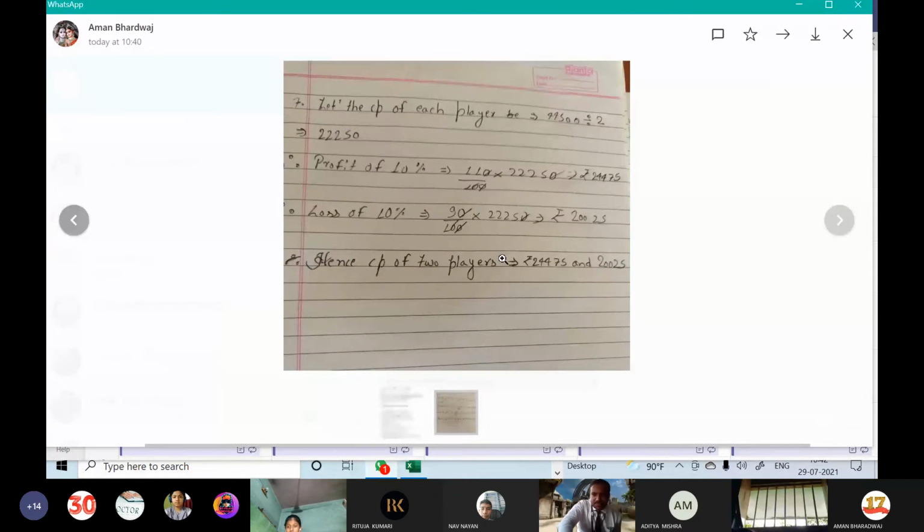Profit of 10%. Whose 10% profit are you finding? 22,250, each player it is. Sir, I'm saying about the 7 number, CPF, 6 number.